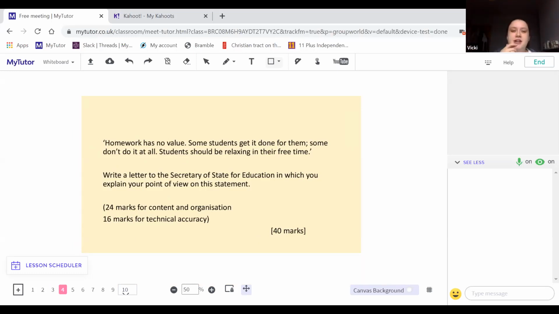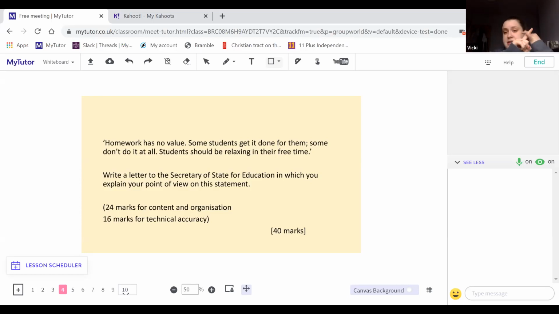Homework has no value. Some students get it done for them. Some don't do it at all. Students should be relaxing in their free time. Write a letter to the Secretary of State for Education in which you explain your point of view on this statement. I've just changed it from, I think, write a broadsheet newspaper article in which you explain your point of view on this. So what's our purpose, audience and format?